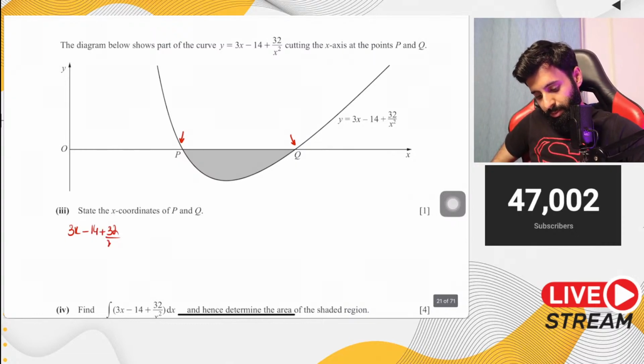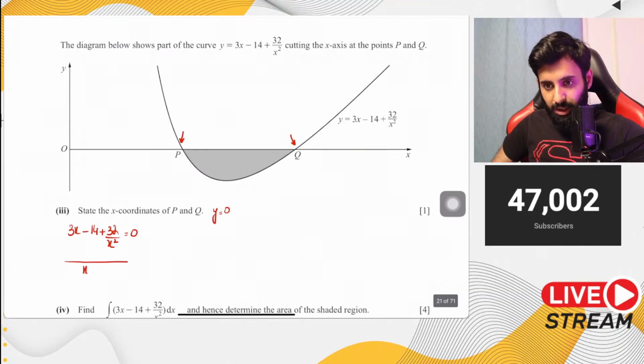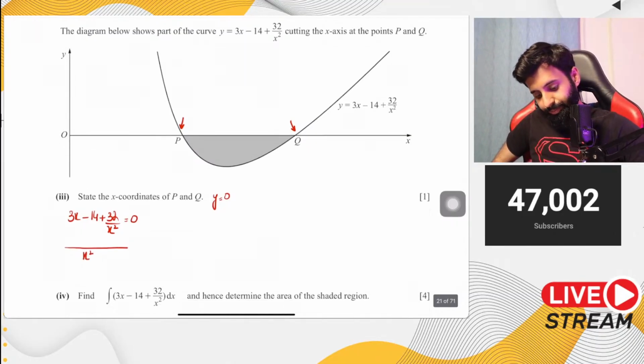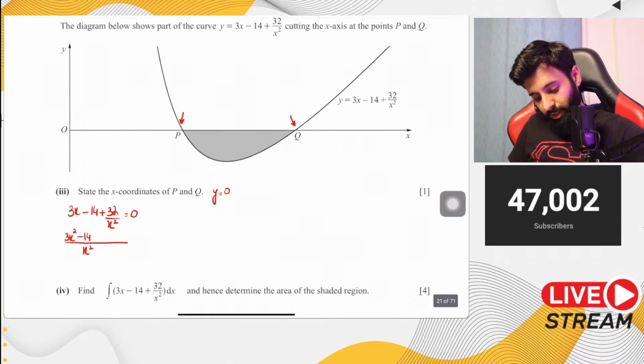Since P and Q are the x-intercepts, that means y is going to be equal to 0. Now watch, something interesting will happen when you take the LCM. When you take the LCM, it's going to be x squared. So this becomes 3x squared minus 14. No, wait, this becomes 3x cubed minus 14x squared plus 32, which is equal to 0.